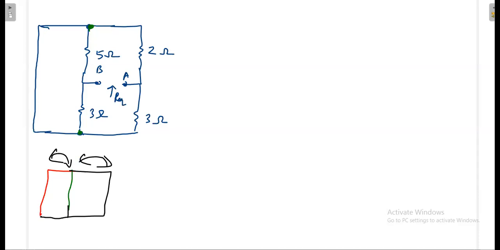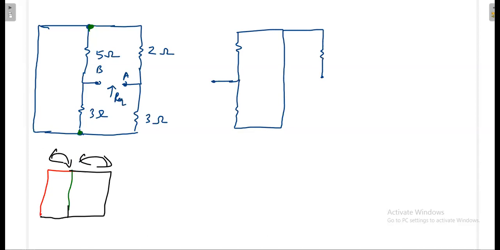That's why I will introduce these lines in the middle. Just this point I'll take out. So it comes like this. Is it acceptable to you? Same network only, I am drawing in a different manner. Whenever the elements are really parallel, I can interchange the branches to my convenience.